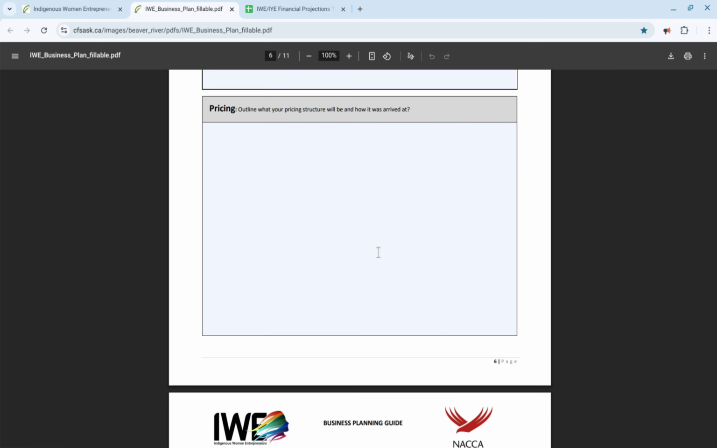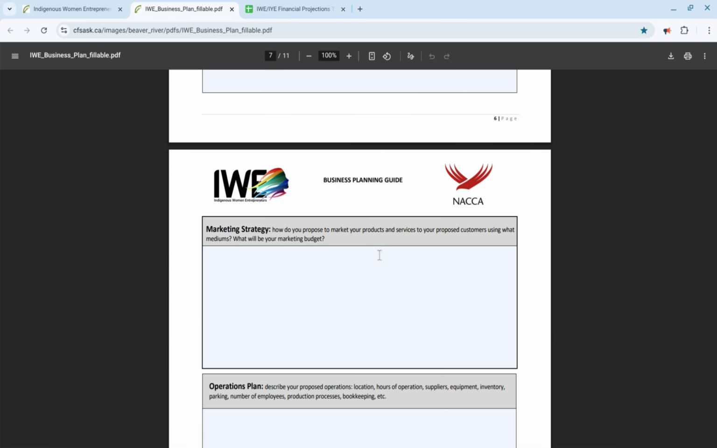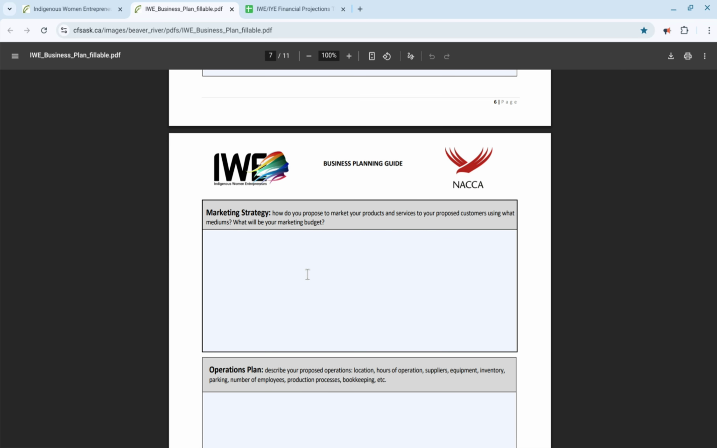And then after that, you can scroll down here to the next page, page 7, where it talks about marketing strategy. It says, how do you propose to market your products and services to your proposed customers? Using what mediums? What will your marketing budget be? So we'll break this down step by step again. How do you propose to market your products and services to your proposed customers? And using what mediums? So how are you going to advertise? How are you going to market it? How are you going to get in front of people? How are you going to find prospective clients?